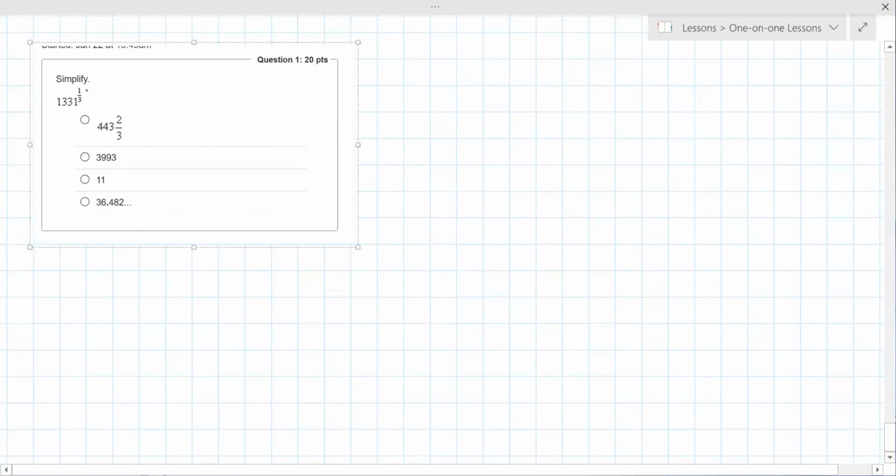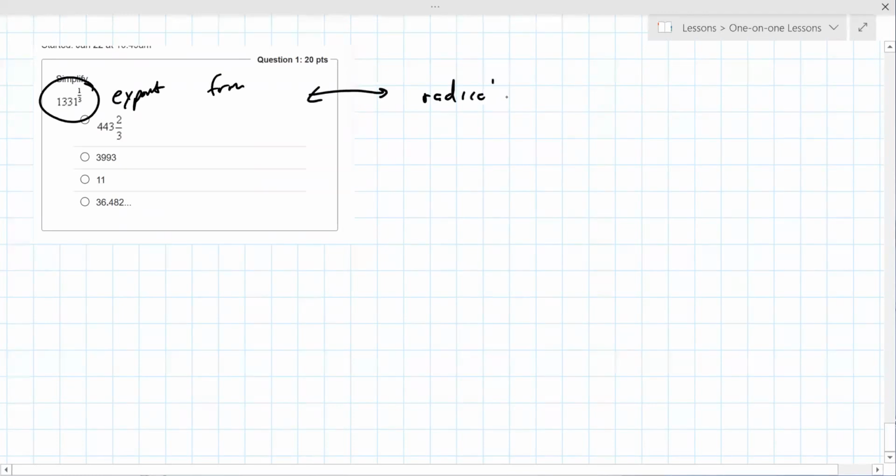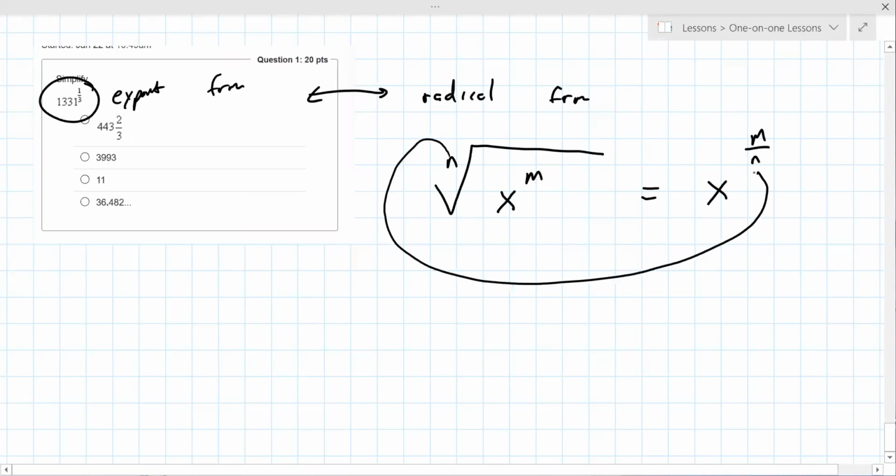So this is called exponent form, and it moves back and forth between what's called radical form. So there's the nth root of some number. I'm going to call it x to the m power. This equals x to the m over n. So what you have to remember here is that n is on the bottom. Like, for example, you've seen x to the 1/2 power. Well, this is the second root of x to the power of 1, more commonly written like this.